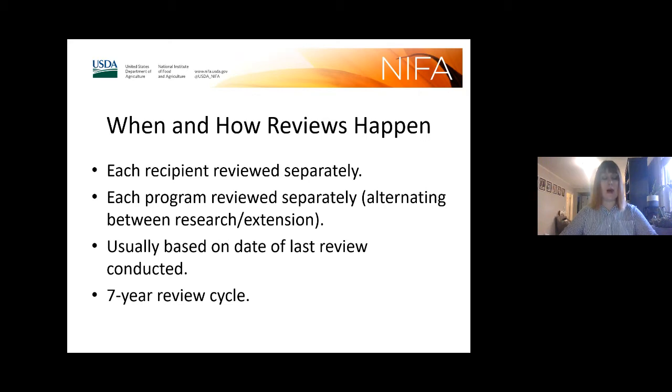But usually, the vast majority of the time, the reviews are going to be conducted based on the 7-year review cycle, every 7 years, alternating between research and extension based on the last time that we were out there. So it's usually going to be the systematic, scheduled review: you've come up for a review because a certain amount of time has passed since you were last reviewed.